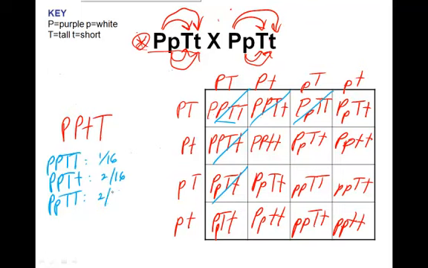But here's a great thing. Have some system, check it off like I'm doing, so that you don't get confused. You don't lose your way. That way you don't double count. That's one of the biggest areas where people make mistakes, is double counting or not counting, missing something. So we have capital P, lower t, and we have one of those, 1 out of 16.